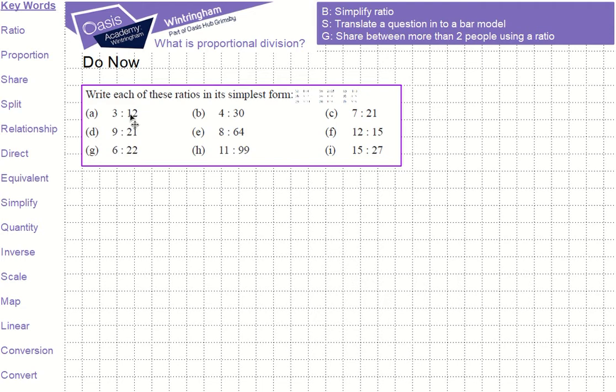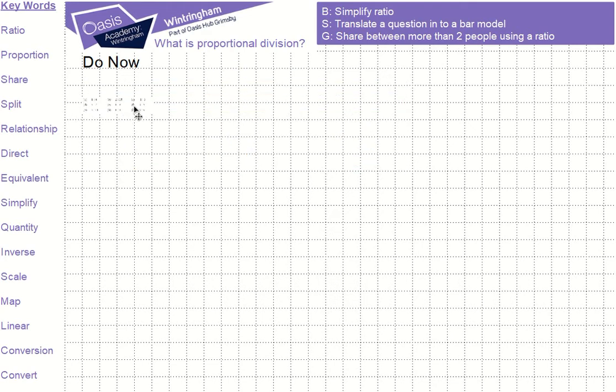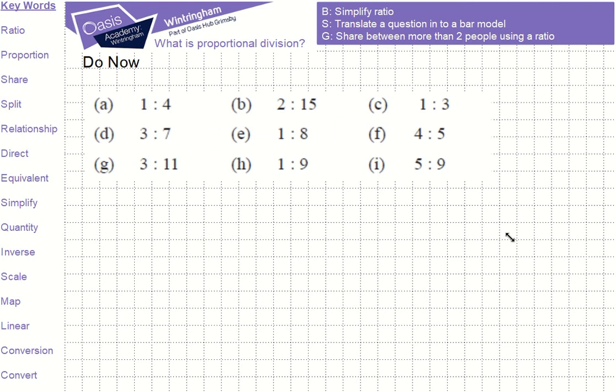For the do now, can you write these questions down, and can you write each of these ratios in its simplest form? Pause the video while you have a go, press play when you're ready to see the answer. The answers are on the screen. Can you mark those, please? And press play when you're ready to move on.